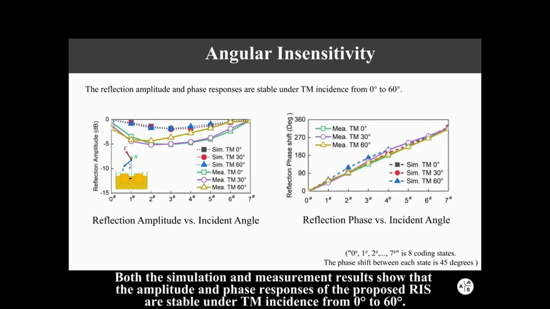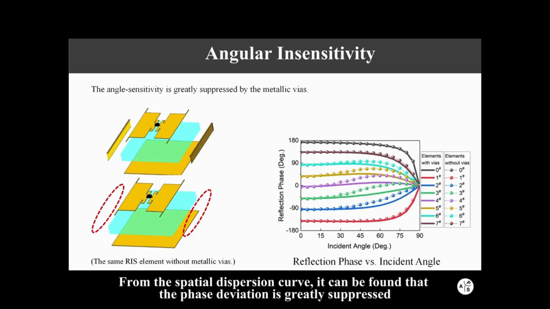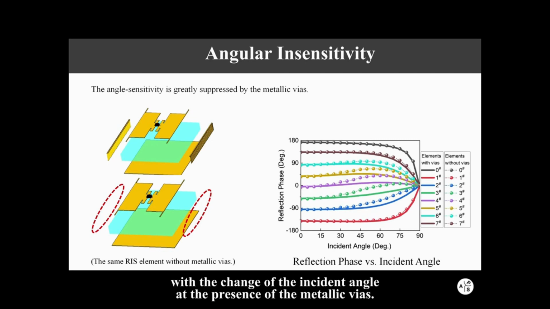Both the simulation and measurement results show that the amplitude and phase responses of the proposed RIS are stable under TM incidence from 0 degree to 60 degree. For comparison, the same element without the metallic vias is also investigated from the spatial dispersion curve. It can be found that the phase deviation is greatly suppressed with the change of the incident angle and the presence of the metallic vias.